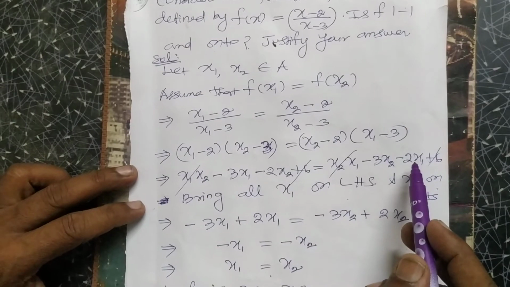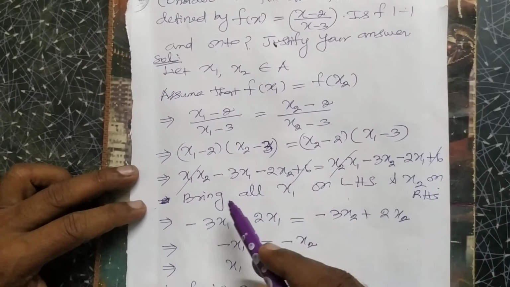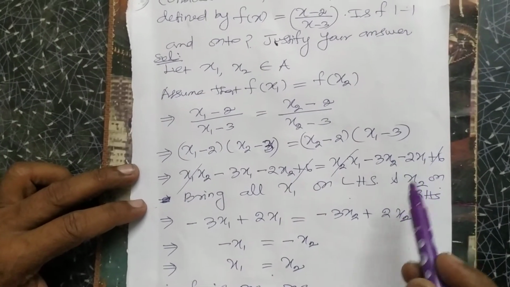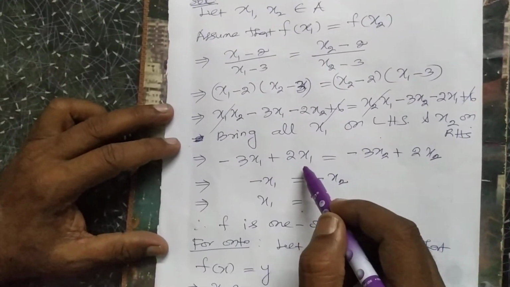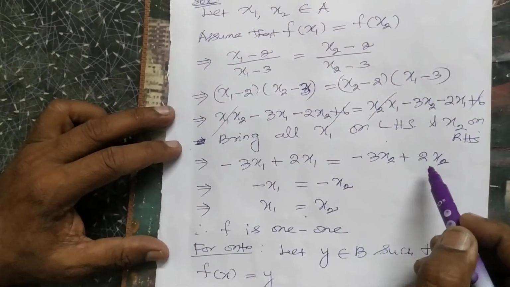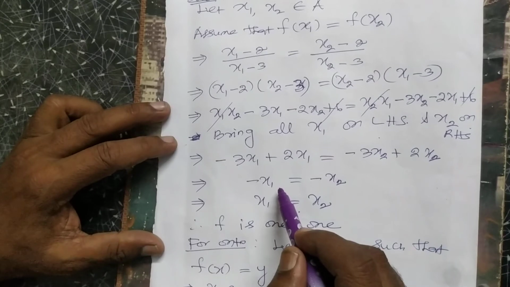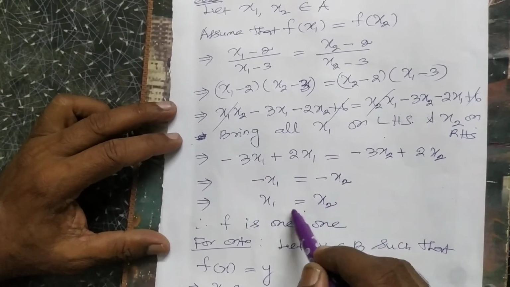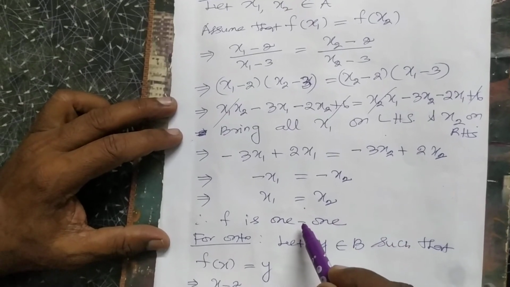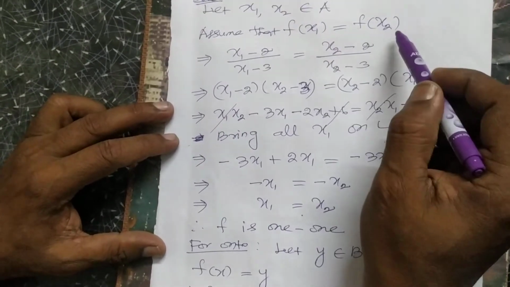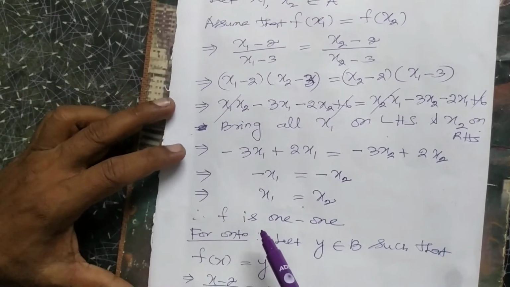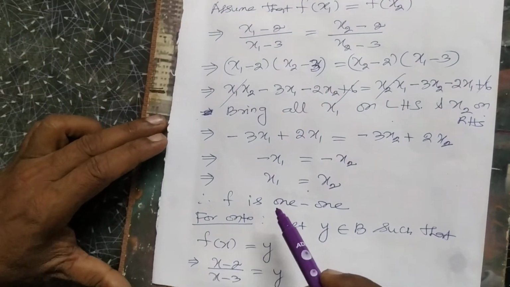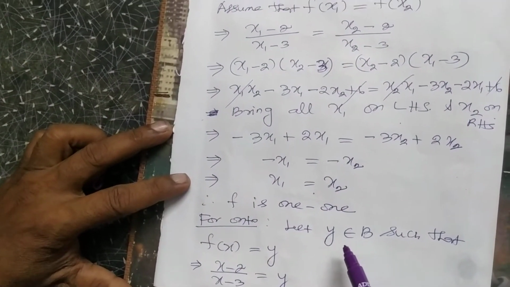Then bring all the x1 terms to the LHS and x2 terms to the RHS. Minus 3x1 plus 2x1 equal to minus 3x2 plus 2x2. Minus x1 equal to minus x2. Therefore, dividing by minus 1, x1 equal to x2. Now, we have taken f of x1 equal to f of x2. We have arrived at x1 equal to x2. Therefore, f is one-to-one.